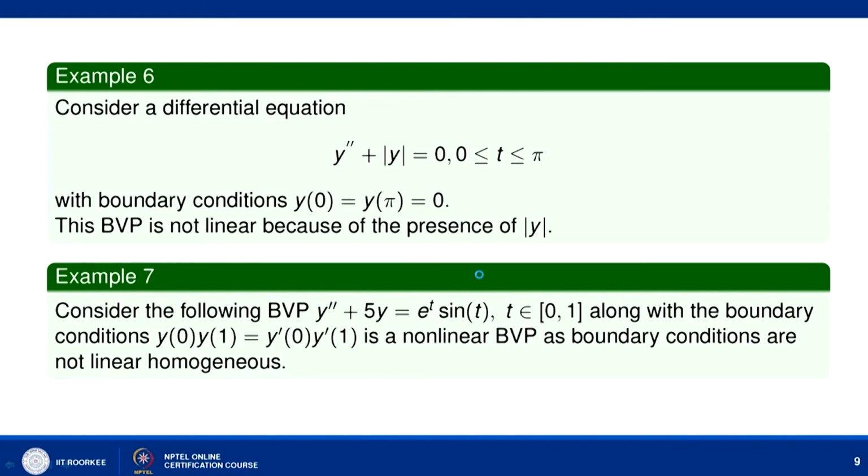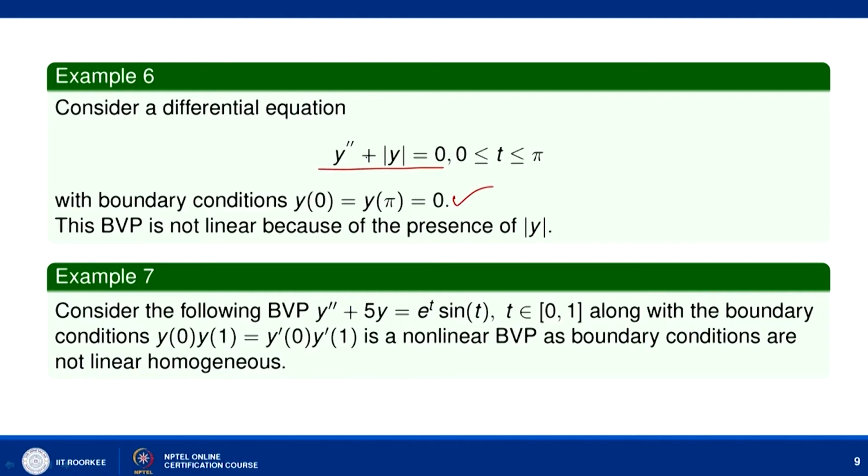Here t is defined from 0 to pi. Our boundary condition is y(0) = y(pi) = 0. These are conditions defined on the boundaries, and they are very simple, separated boundary conditions. But if you look at the equation, it contains the modulus of y term, so it is a non-linear differential equation. Your boundary conditions are linear, but the equation is non-linear.